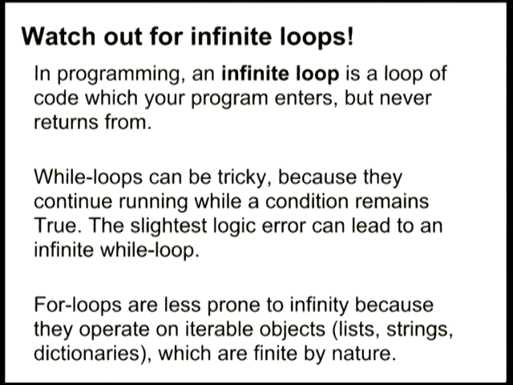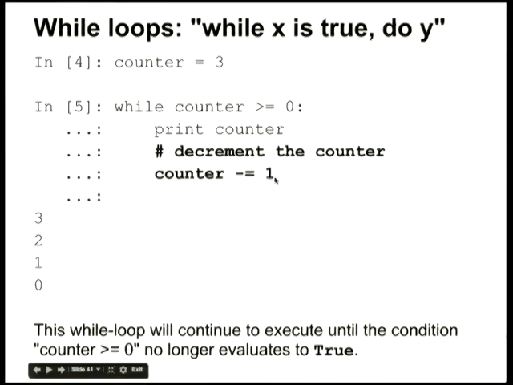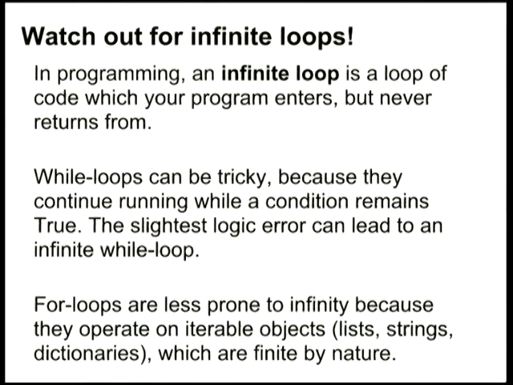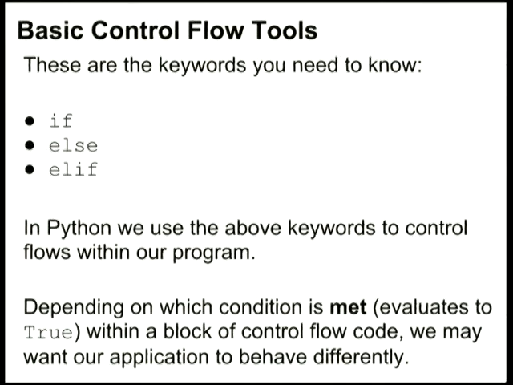Infinite loops, right? For loops are not as prone to them because they operate on iterables, which are by nature finite. While loops, on the other hand, a small logic error, like if I just forgot to put that decrement line in there, I'd be in an infinite loop. So just something to keep in mind. The good thing about infinite loops, though, is that they're pretty quick to reveal themselves a lot of times.